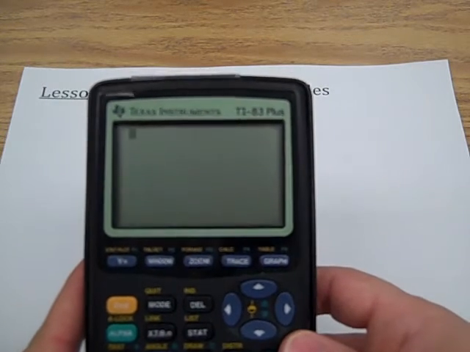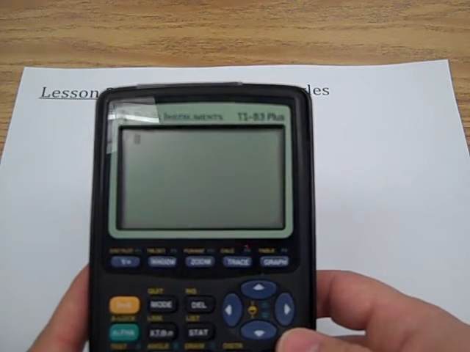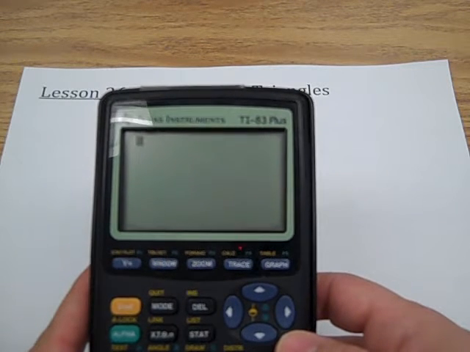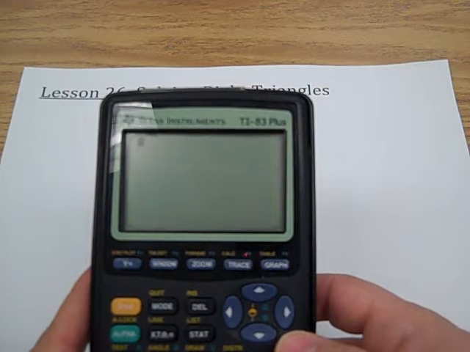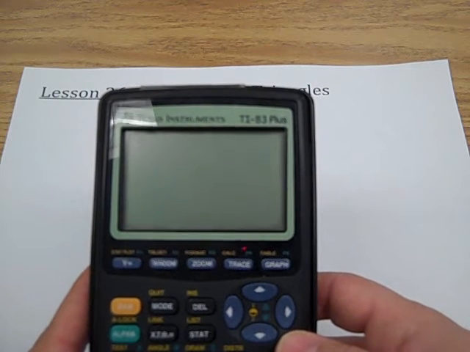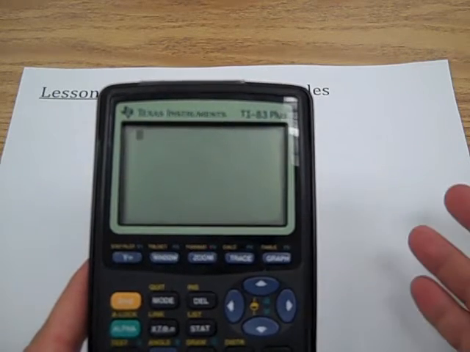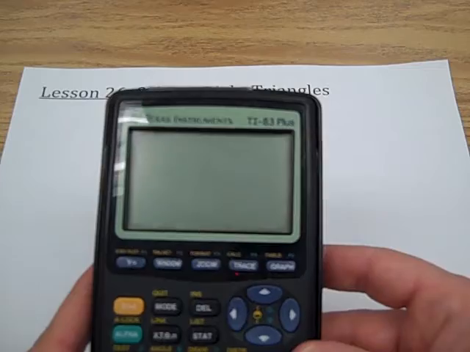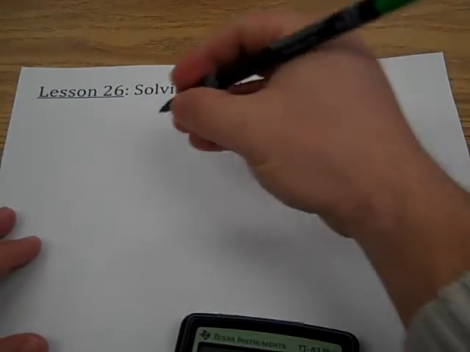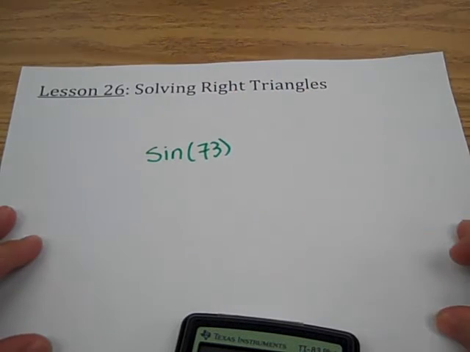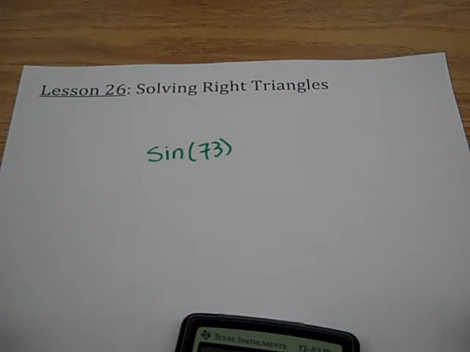In the last lesson we wrote the fractions that represented sine, cosine, and tangent of an angle. We didn't know what that angle was, but we could still write sine, cosine, and tangent because we knew the sides of a right triangle. Well, sometimes we know the angle, but we don't know the sides, and we could still find sine, cosine, and tangent. So, for example, this time if I know the angle is 73, I can find out what the sine of 73 is without knowing the sides of that right triangle.